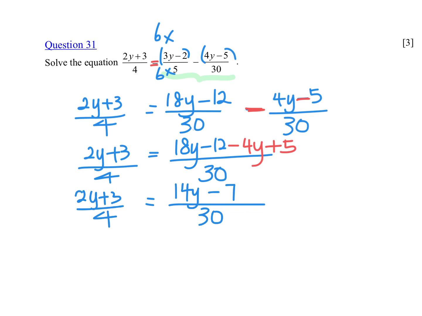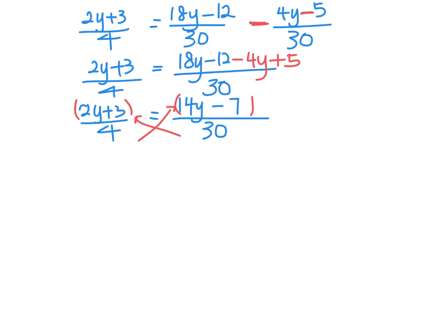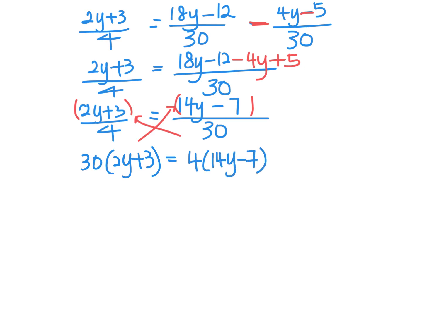Okay, and we can cross multiply the whole expression, right? 2 times the whole expression over here. Let me shift out a little bit. So this one will be 30 times 2y plus 3. This will be 4 times 14y minus 7. Then 60y plus 3 times 30, 90. Okay, this one 4 times 14, that gives me 56y.